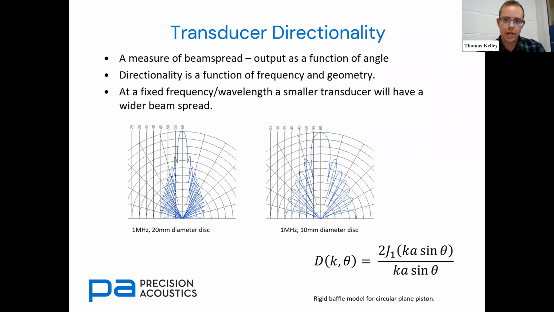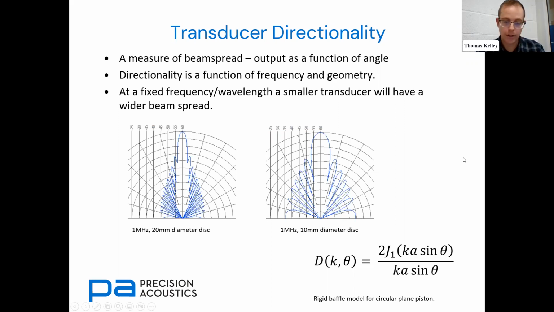So on to transducer directionality or directivity. This is a function of frequency and geometry. For a fixed frequency, we can change the directivity by varying the diameter of the transducer. There are various models which can be used to predict directivity, such as the rigid baffle model for a circular plane piston shown here. You can see it's affected by the wave number K and the radius of the transducer A.